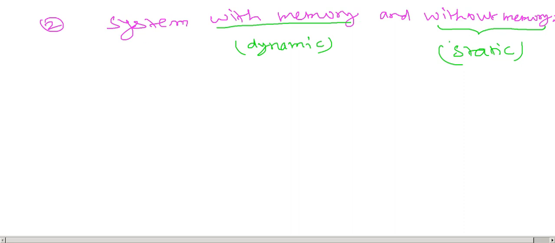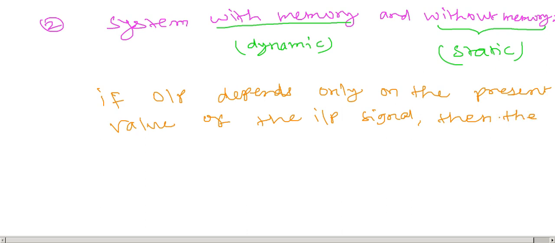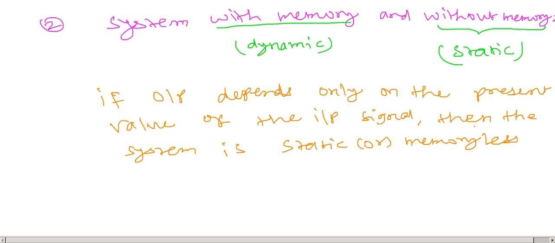So what is a static system or without memory system? If the output of the system depends only on the present value of the input signal, then the system is static or memoryless, or without memory. Otherwise, it is a dynamic system.